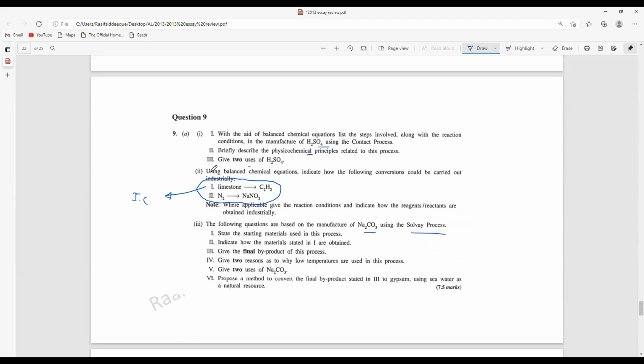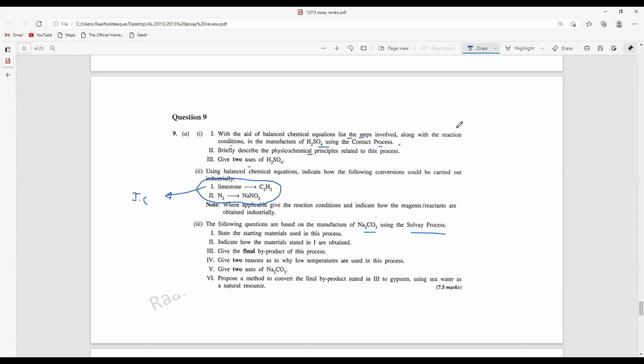Okay. So first one, with the aid of balanced chemical equations, you need to list the steps involved along with the reaction conditions in the manufacture of H2SO4 using the contact process. This question says use balanced chemical equations, and you need to list the steps involved along with the reaction conditions.